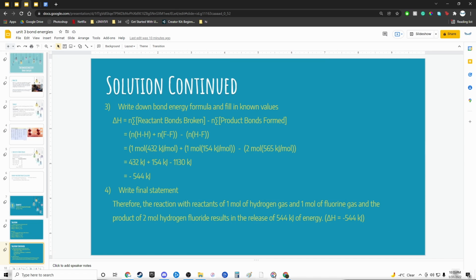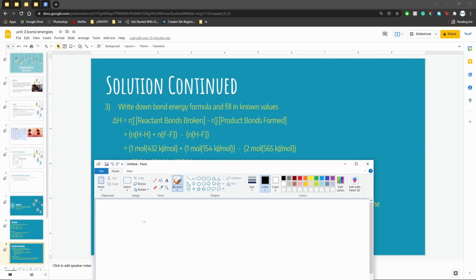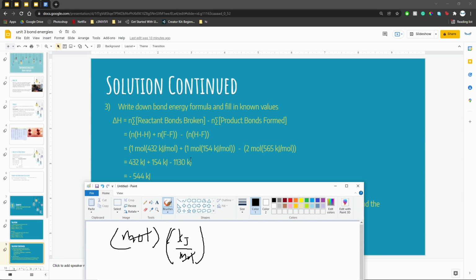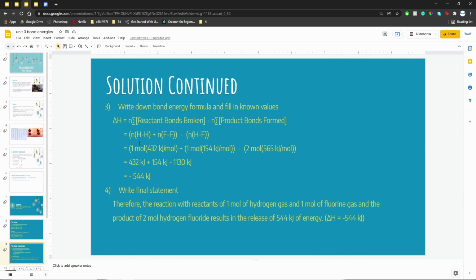Don't forget that in this case we have moles and kilojoules per mole, so we have moles times kilojoules per mole. These two units cancel out, so our unit becomes kilojoules. So this is actually saying kilojoules plus kilojoules plus kilojoules, which you can see as we move on down here. But let's not get ahead of ourselves yet, and we can go through the whole thing.